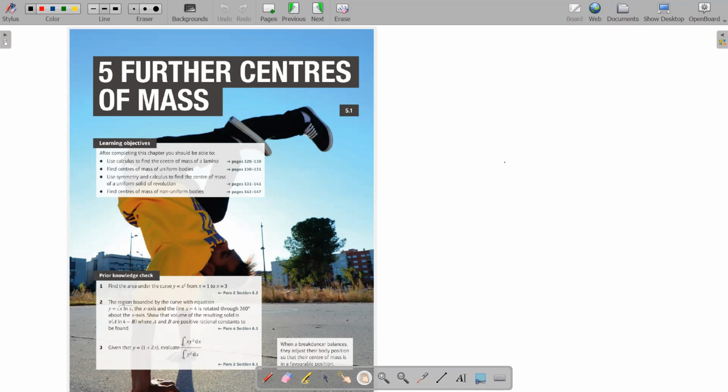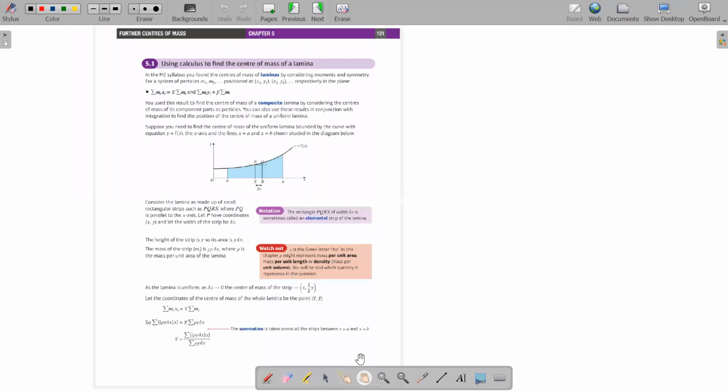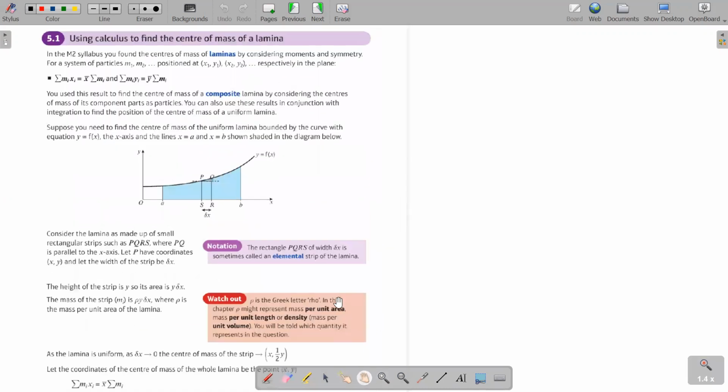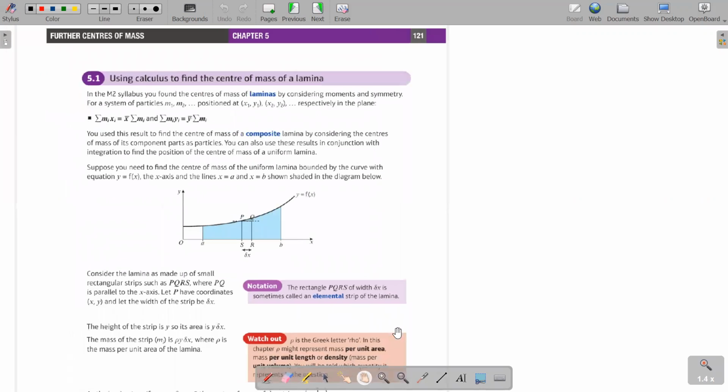Okay, so now we begin chapter 5 for the centers of mass. All right, guys. So over here, the first thing that we are going to learn is we are going to use calculus. We are going to learn how to use calculus to find the center of mass of a lamina.